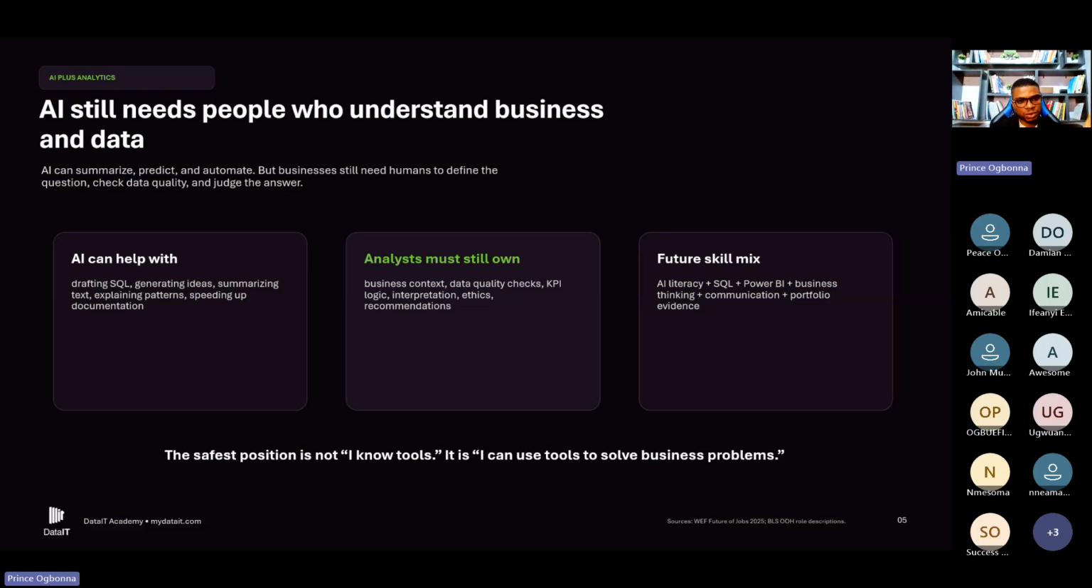So check data quality and judge the answer. Making judgment. AI does not make judgment. That is a fact. AI might sound like it can give you a result, right? It gives you a result, but AI does not understand the context, and knowing that context is what enables you to judge and validate the output, right? So, like I said here in this box, analysts must still own business context, data quality, KPI logic. Let's say you have a KPI to monitor in your marketing, like click-through rates and all that, right? It's you that understands it and you know the logic.